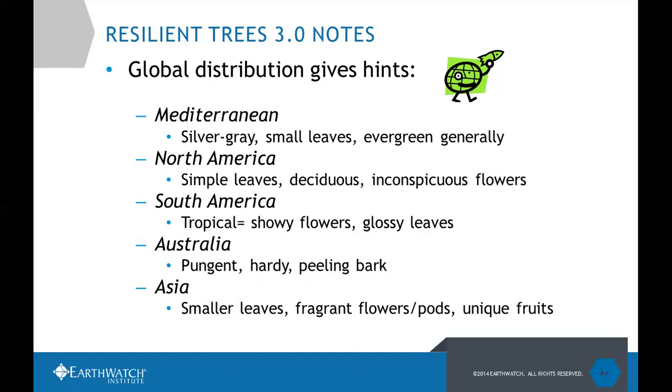In South America, you have the opposite effect, because we're dealing with a very rainy climate. So tropical species like that tend to have very showy flowers. So it's very exotic looking. Also, it tends to have very glossy leaves because it's used to shedding water.